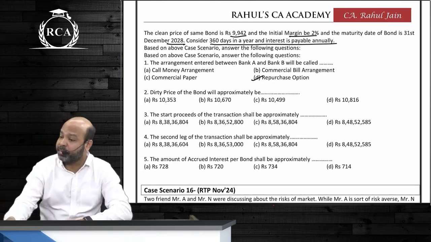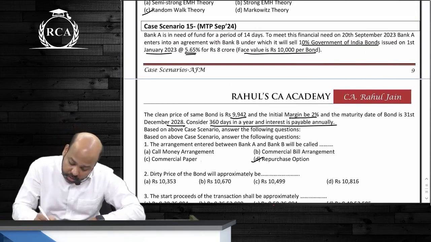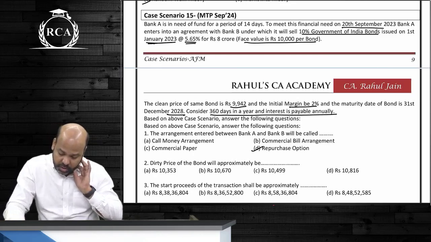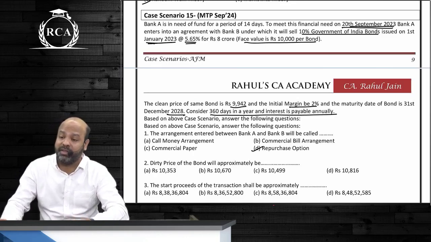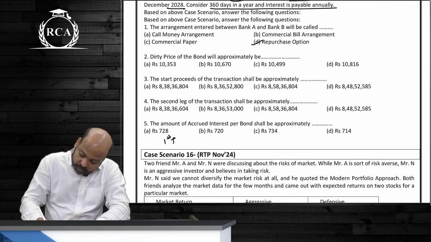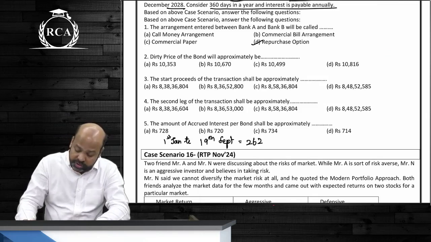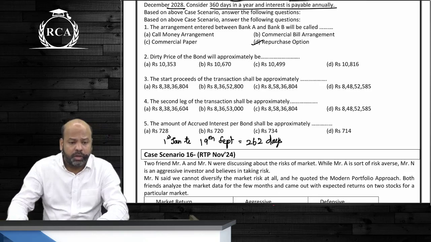Dirty price of a bond will be how much? To compute the dirty price of a bond, you have to first compute accrued interest. When was the bond issued? 1st Jan. When are we entering into the repo transaction? 20th September. Can someone count the days from 1st Jan to 19th September? 262 days. We do not take the 20th, we take the 19th.